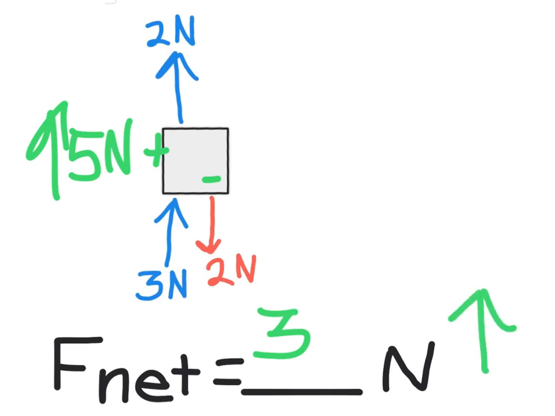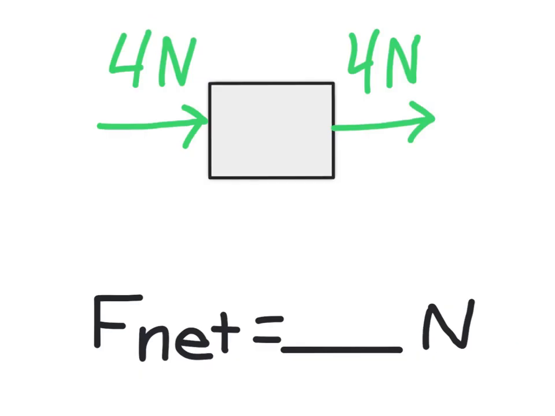On this problem, we just have 2 forces, both 4 newtons, and they're both moving towards the right. When we have 2 forces going the same direction, we want to add them. So 4 newtons plus 4 newtons means our net force is 8 newtons, and it's going to be moving towards the right.